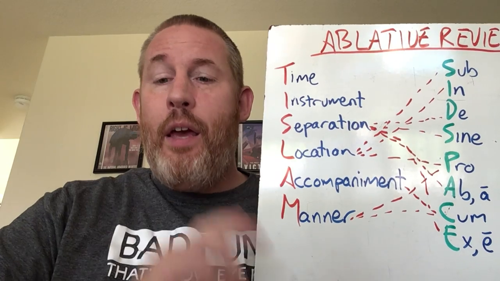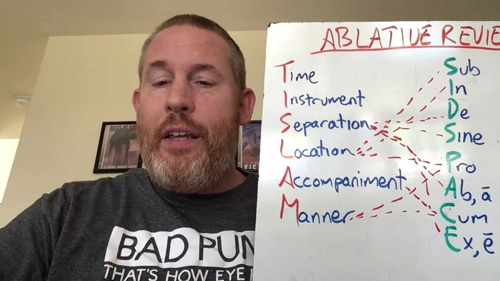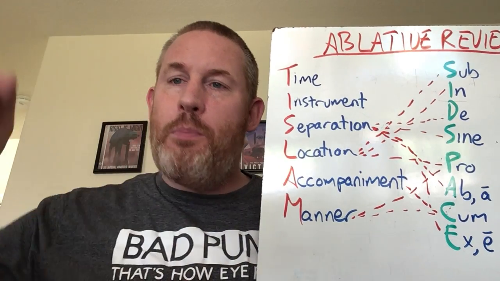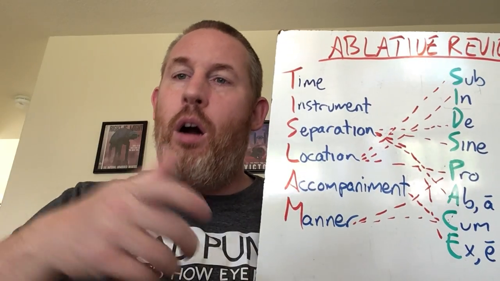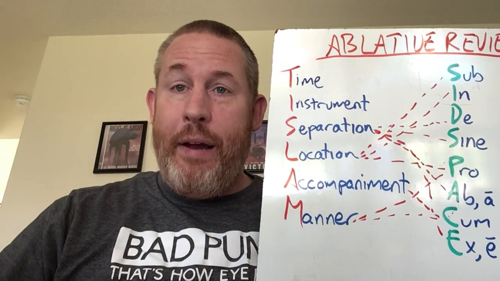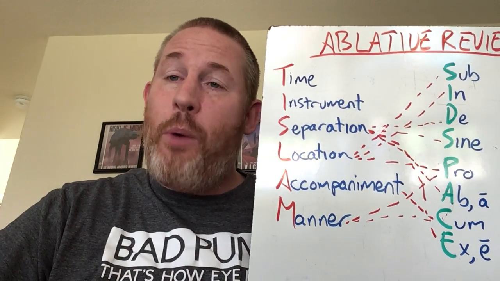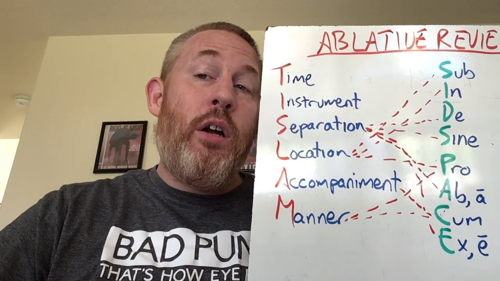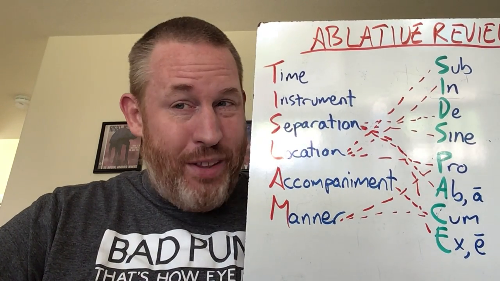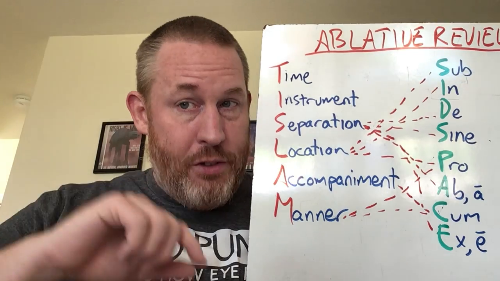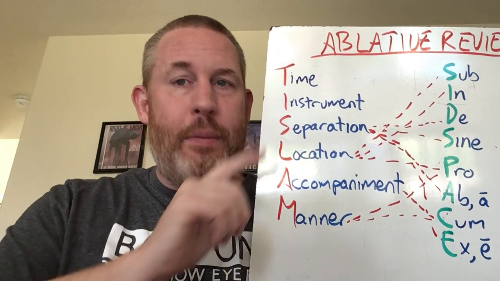Instrument. Okay, instrument is the way that he did it. You remember Marcus repelling the wolf, just with ramo, with the branch. Okay, that's ablative of instrument, the way that he did it. You could argue that Sextus scared Cornelia with his loud voice. That could be an instrument, but we'll get to that in a bit.